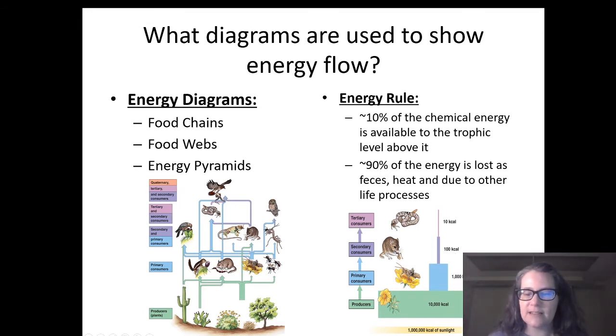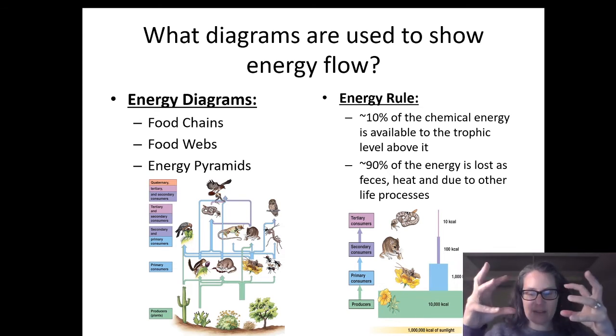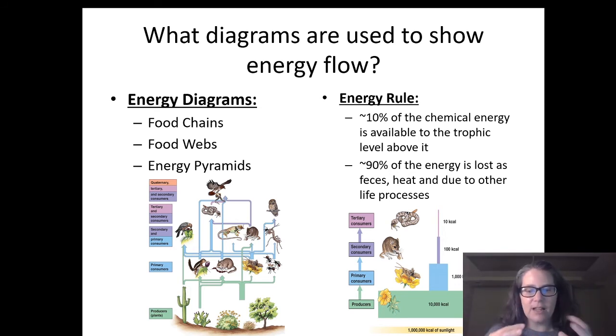Energy pyramids are these box-shaped diagrams that show how energy is flowing from, again, your producers up to your tertiary and quaternary consumers at the top here. And these boxes represent the amount of energy at each of those levels. It can also show biomass, so the amount of mass or biological material at each of those levels as well, depending on your energy pyramids.